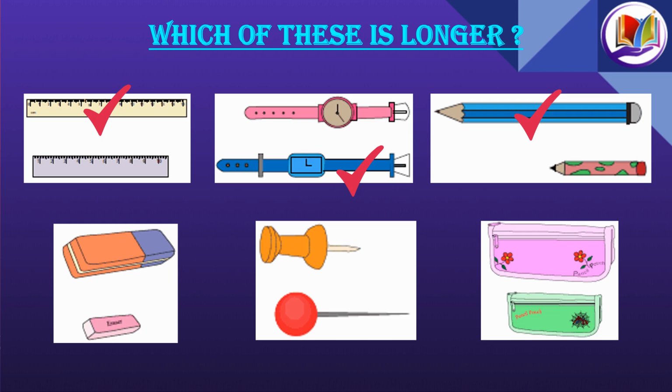The fourth picture, we see two erasers. The first eraser is longer than the second one. The fifth picture, we see two push pins where the red push pin is longer than the yellow one. And the last, we see two pouches, pink and green. Here, the pink pouch is longer than the green one. So, I hope all of you have understood how to compare the length of any object, that is, which is long or short. Now, let's understand more about measurements of length and how they are measured.